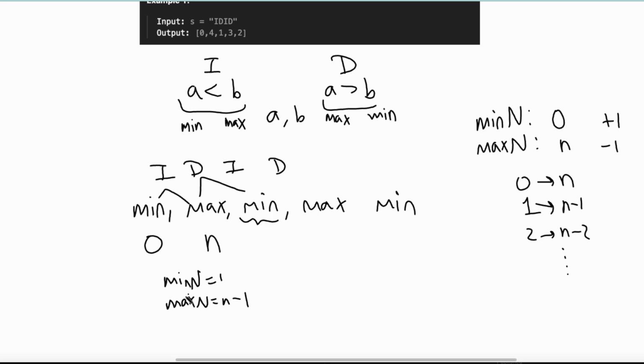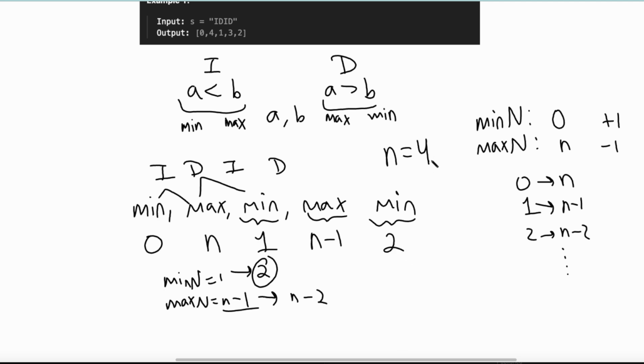And now we need a min. The current min we can use is 1. So 1 goes right here. Then min becomes 2. But max doesn't get decremented yet because we never used it. Now we used it. So now max n becomes n minus 2, and min gets used. In our case, it's currently 2, so 2. In our case, n is equal to 4. So therefore, this is 4, and this is 3. And that's the whole logic.